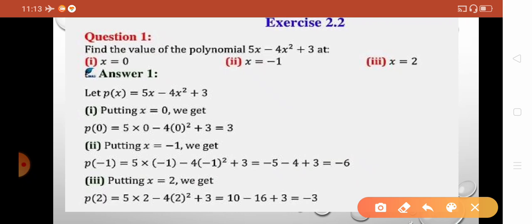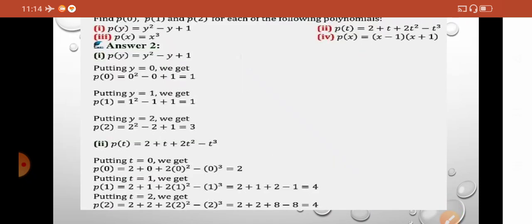And the third part is x is equal to 2. That means you have to put the value of x is equal to 2. So by putting the value of x equal to 2, we will get our answer to be minus 3. In this way, we will find the value of any polynomial for the given number.